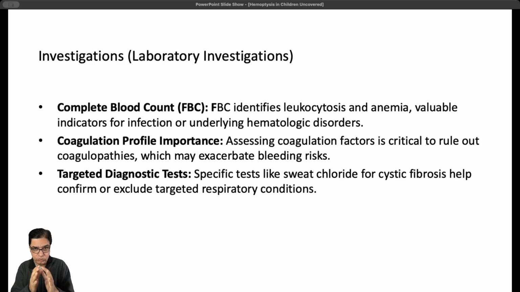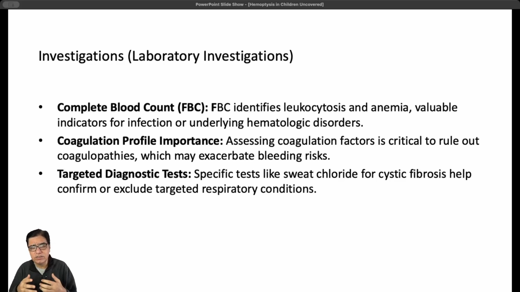Now, once you have taken a history and done your examination, then you need to start from somewhere. So the important starting point is full blood count. In full blood count, you are looking basically at the white blood cell count. You're looking at the hematological parameters in the form of red blood cells and hemoglobin. For example, if somebody has got a massive hemoglobin drop, that might be because of severe hemoptysis. You look if there is any drop in hemoglobin.